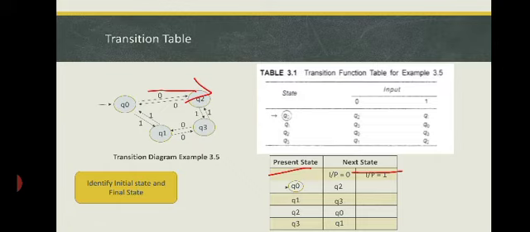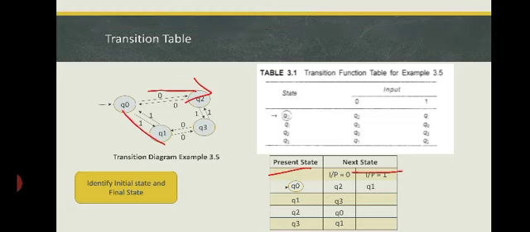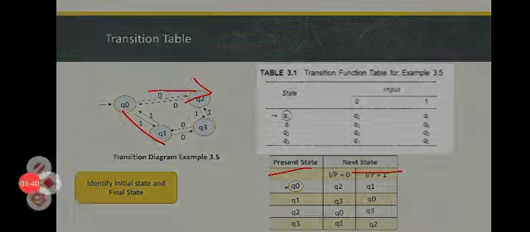Repeat the same thing for input alphabet 1. So if it is the q0 state and the input to be processed is 1, then it is transiting to state q1. Therefore, we will put q1 over there. We have to repeat this for all the states. So q1 with input 1 is transiting to q0, q2 with input 1 is transiting to q3, and q3 with input 1 is transiting to q2. So this is how we can convert the transition diagram into a transition table.